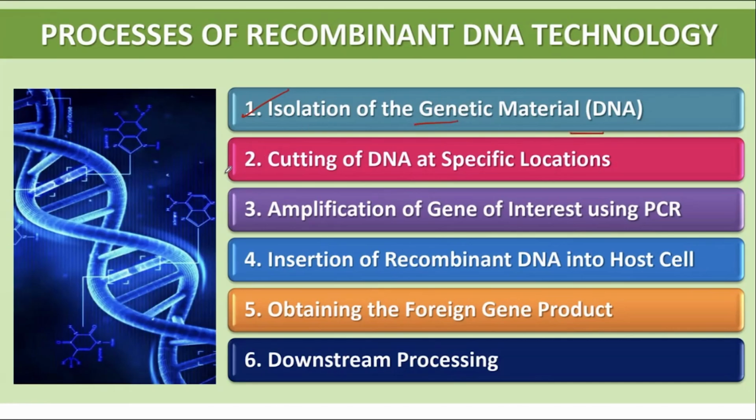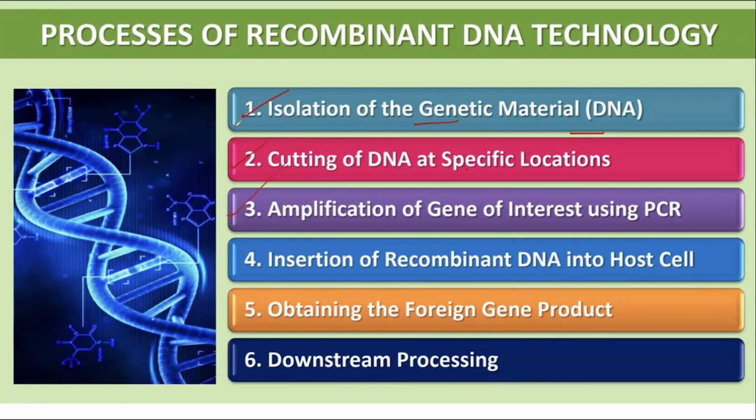Then we'll cut this DNA, like we want to take out this gene and then incorporate it into our desired plasmid. For that, we need to cut both the DNA as well as the plasmid at a specific site, and then join them, right? So the second process of rDNA technology is cutting of DNA at a specific location.